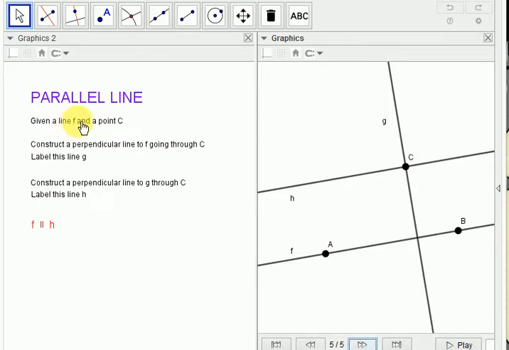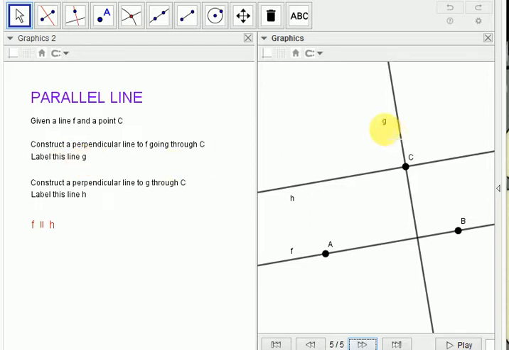Given a line F and point C, if it's necessary, you should say the point C is not on the line, since the meaning of a parallel line is based on that fact. Construct a perpendicular line to F going through C, which we really covered before. Anyone could do that. And label this line G.